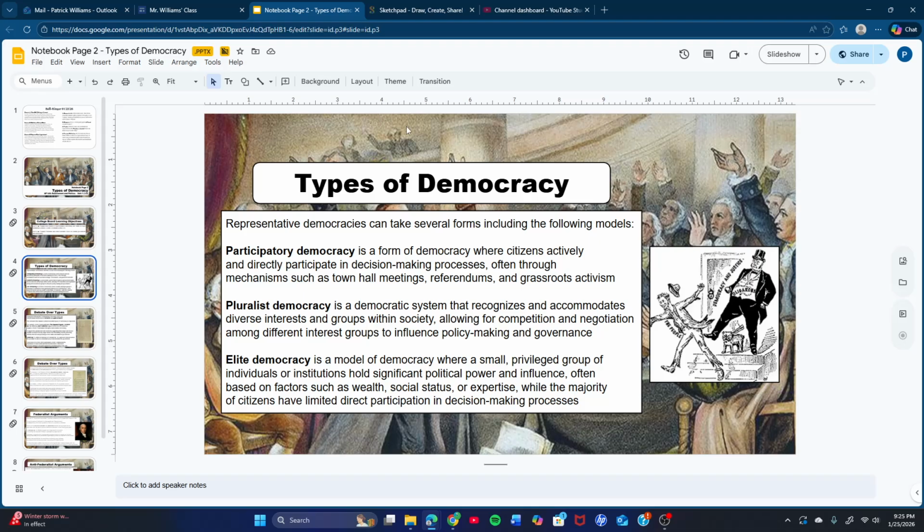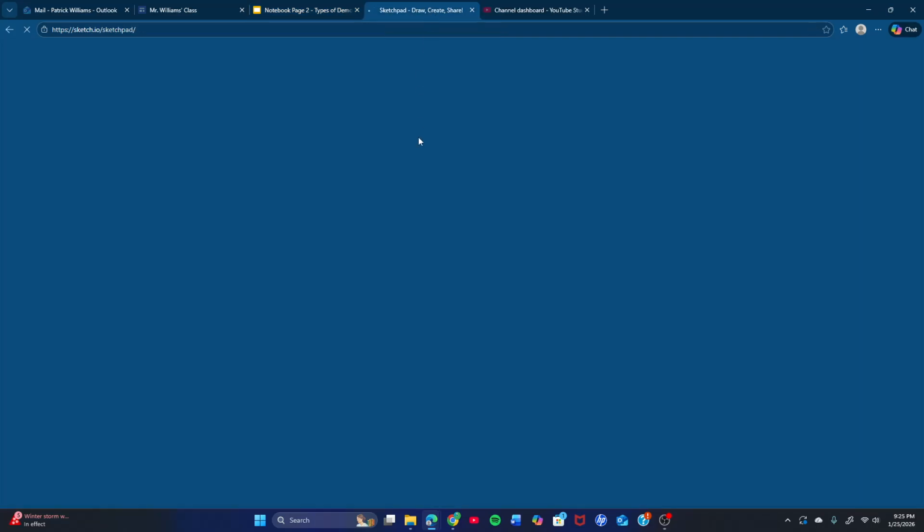Cool. If you will, make sure you are on slide 4. This is types of democracy. I'm going to make my way over here really quick and start to talk about and draw out some things regarding the three different types of democracies. All right.